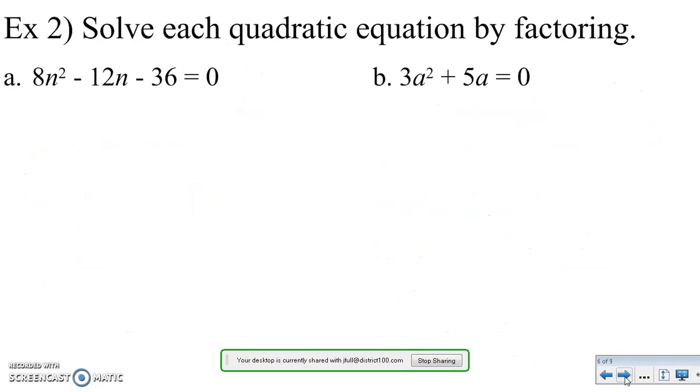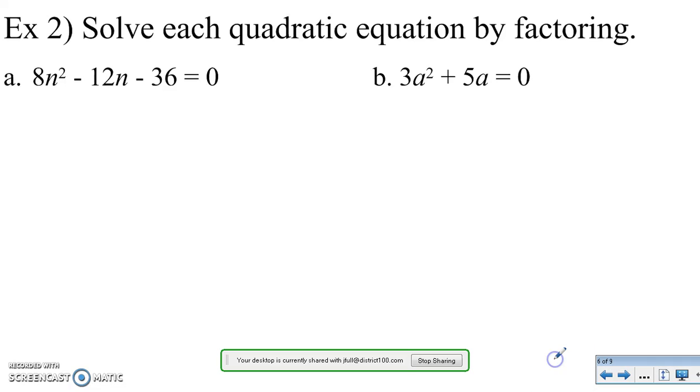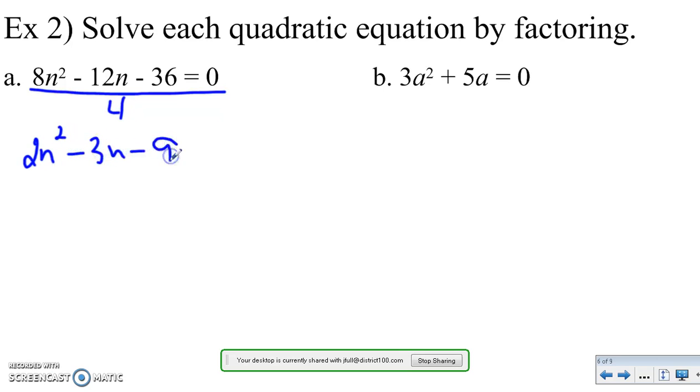Let's go ahead and try 2 more. Notice that both of these are already equal to 0, so you are going to go ahead and start with checking for a GCF. What goes into 8, 12, and 36? Again, I can divide by 4. So if I do that, I have 2n squared minus 3n minus 9 equals 0.